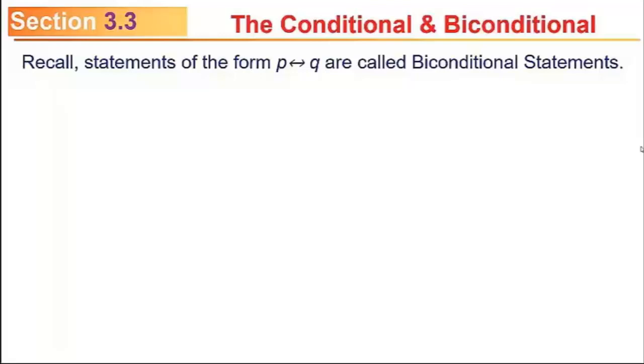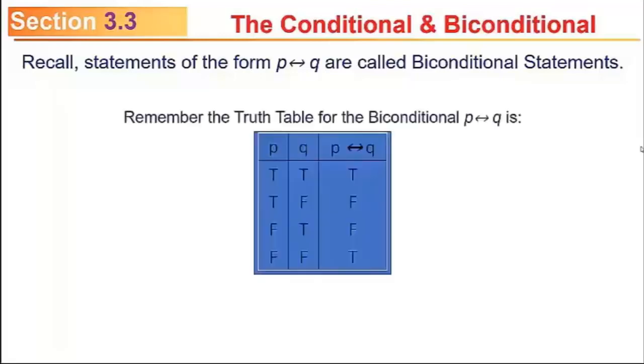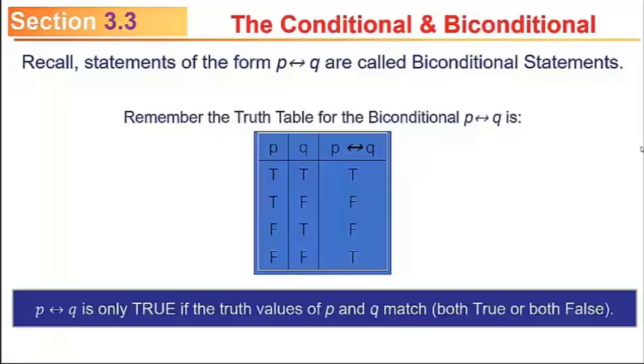Now recall from our earlier discussion that statements of the form P with the double pointing arrow or the double-headed arrow are called biconditional statements. And the truth table of the biconditional is given here, and the key to remembering it is it's only true if they match. If they're both true, the biconditional is true. If they're both false, the biconditional is true. Otherwise, it's false. And the memory aid is it's true if and only if they match.